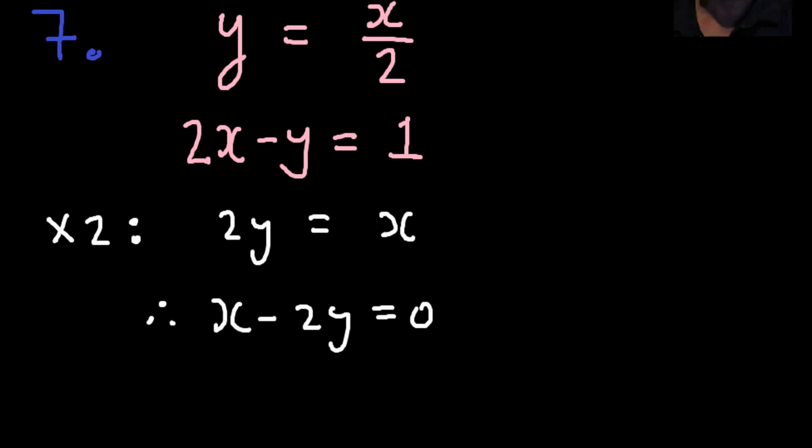Now let's look at the equations. We have 2x minus y is 1, and we have x minus 2y equals 0. We want the coefficients of either the x's or the y's to be the same. If we multiply this equation through by 2, we're going to get a coefficient of x, which is 2 here. So we multiply this equation by 2.